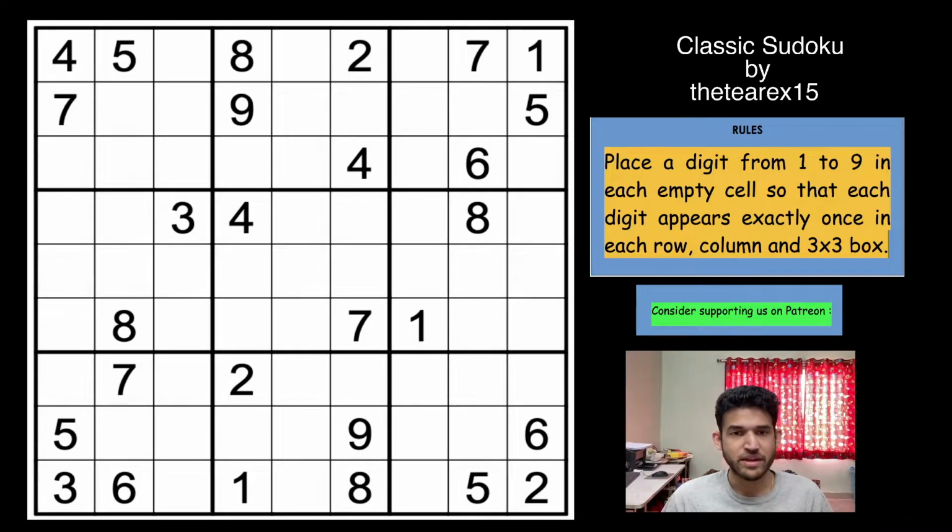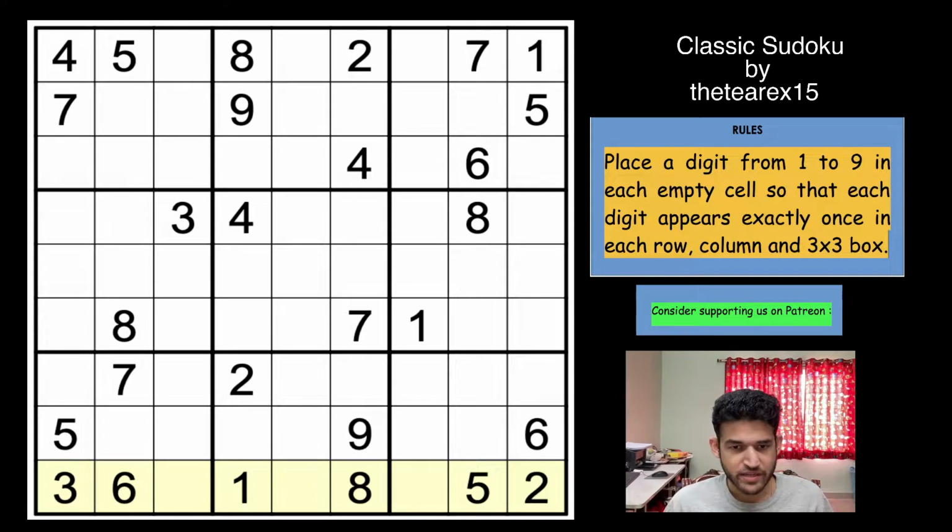Standard classic rules apply. Each row, each column and 3x3 box in the grid has digits 1 to 9 without any repetitions. So let's start the Sudoku now. I'm going to go straight to the center candidate marking because I'm not sure. I think I want to use the corner style.